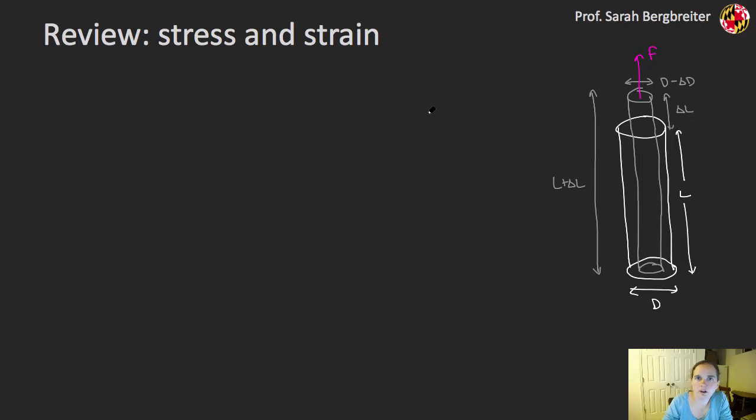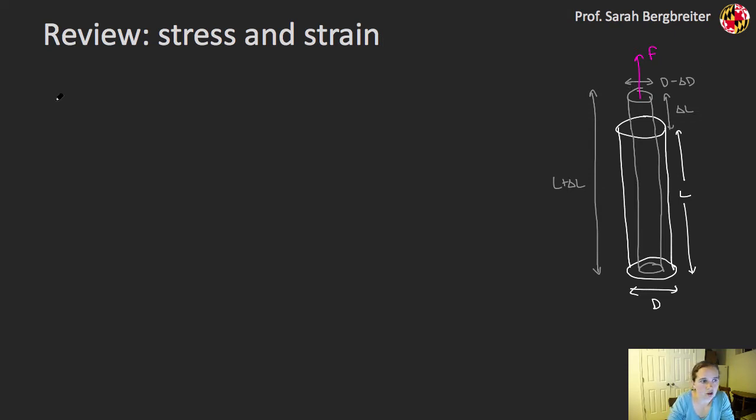Before we get into the nitty-gritty of strain sensing, let's review very briefly what we mean by stress and strain. In this case, I'm assuming I have a cylindrical bar of some material. It has a length L and a diameter D, and I'm applying a force at the end of it defined by F. When I apply that force, I stretch the bar by some amount delta L, and as a result of stretching, the bar also contracts in diameter, to D minus delta D. So that's the new diameter; it contracts by a delta D.